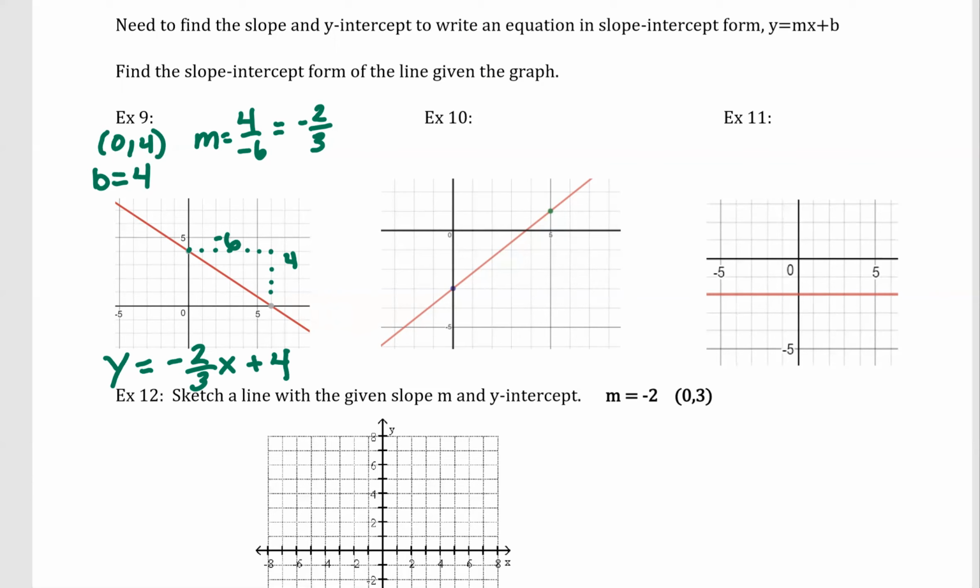Example 10. We need the y-intercept, which is (0, -3). So b is equal to -3. And now we need to find the slope. So we would rise 1, 2, 3, 4. And we would go to the right 1, 2, 3, 4, 5. So our rise is 4 and the run is 5. Everything is in the positive direction. So the equation of the line would be y is equal to 4/5 x minus 3.